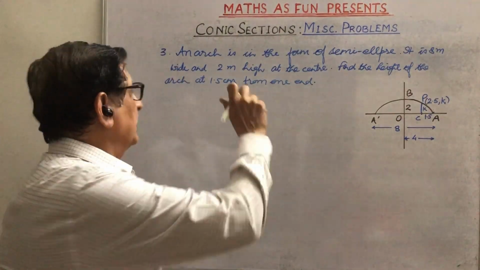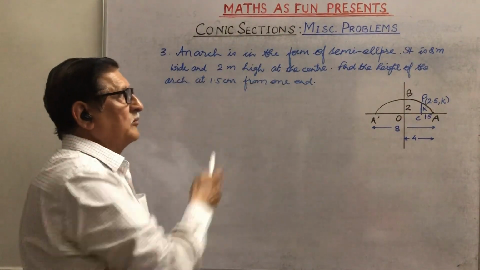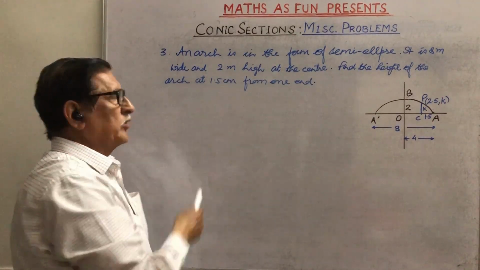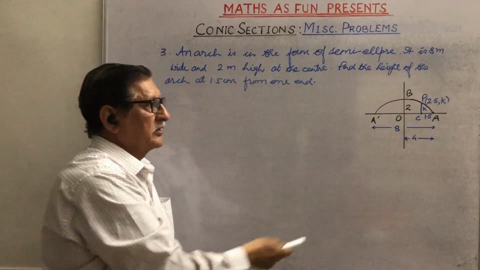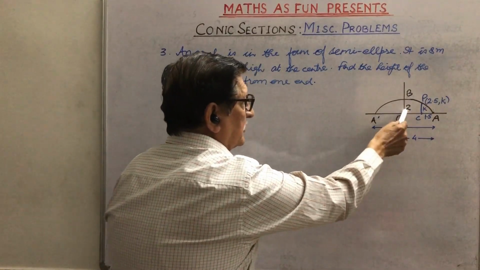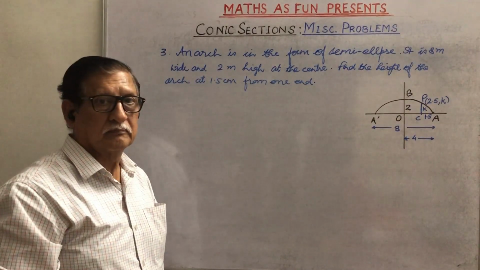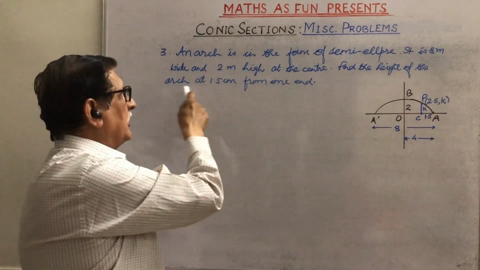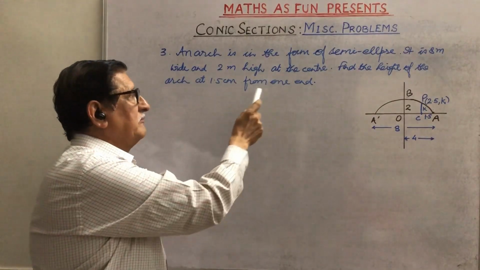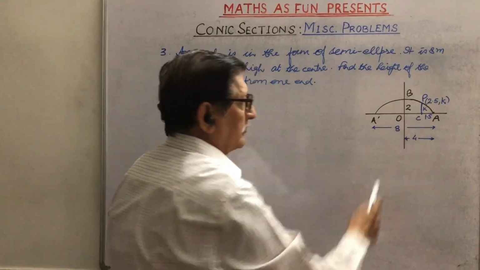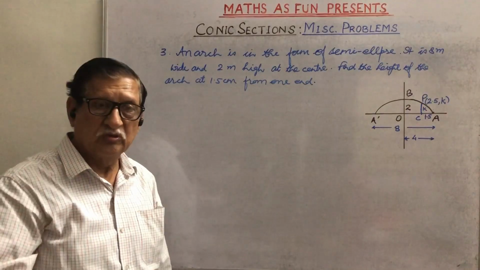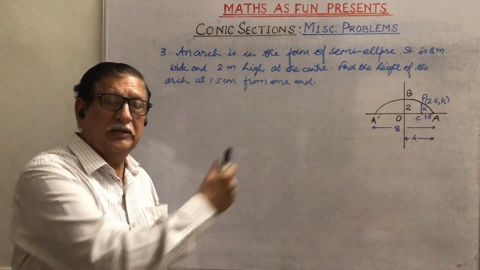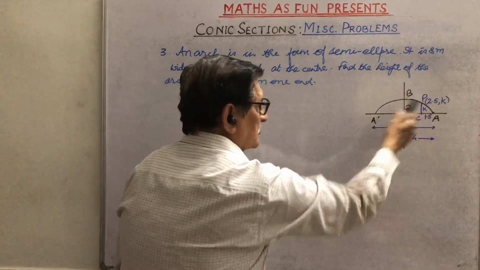The third problem we have is an arch in the form of a semi-ellipse. It is 8 meter wide and 2 meter high at the center. Find the height of the arch at 1.5 meters from one end. What do we do in such a question? First of all, we have to find out the equation of the ellipse whose part is this.